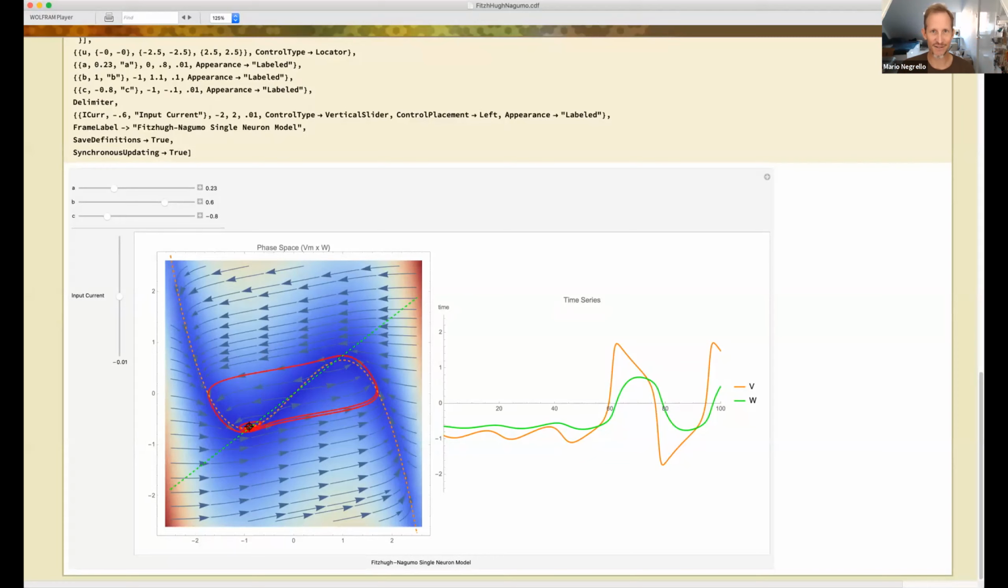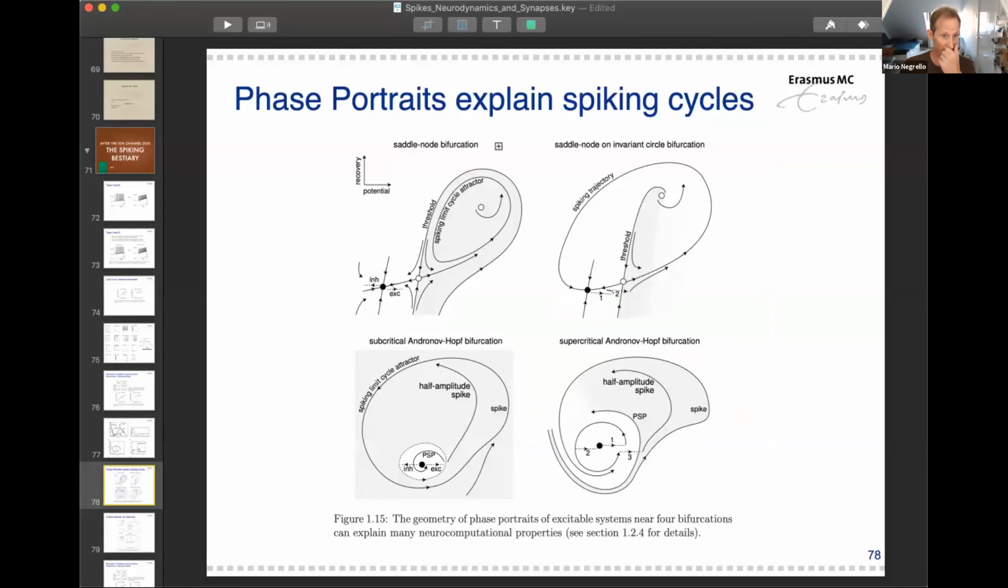So just to give you a sense of the category in which this neuron falls, we will go back to the bestiary.